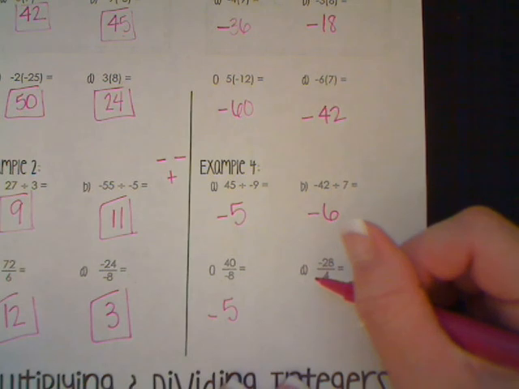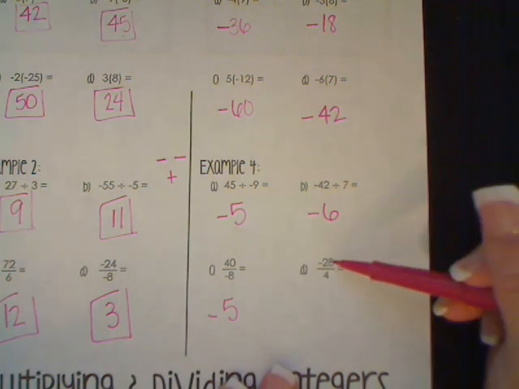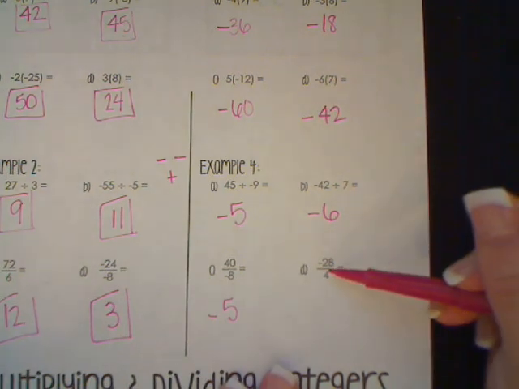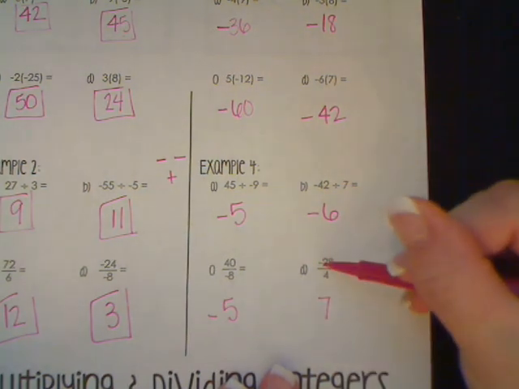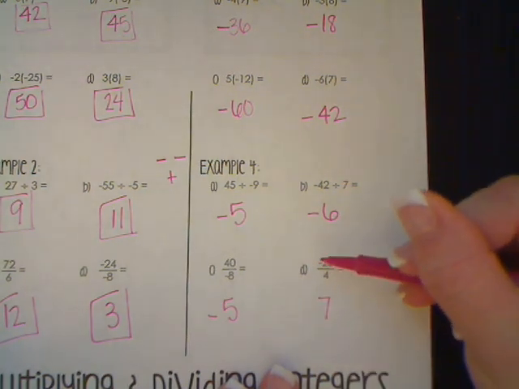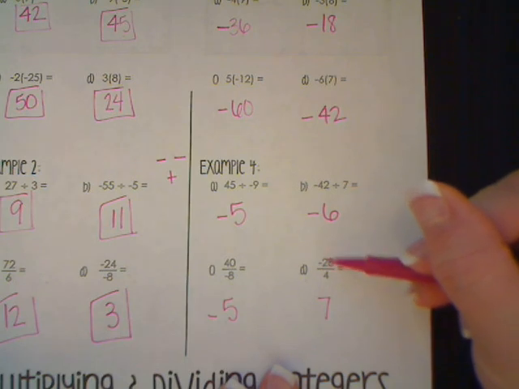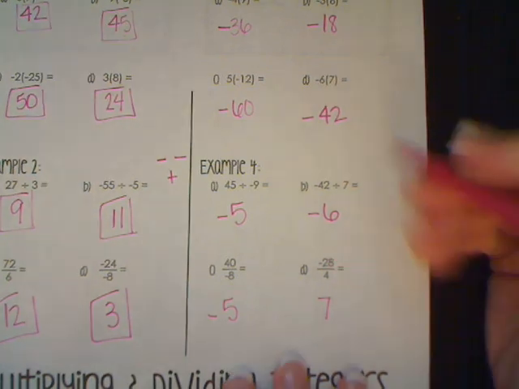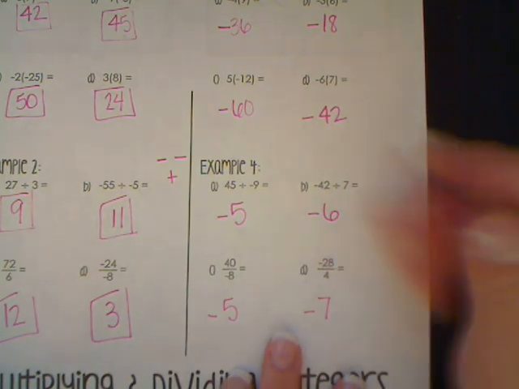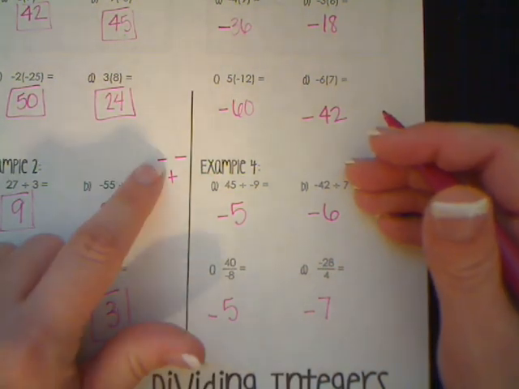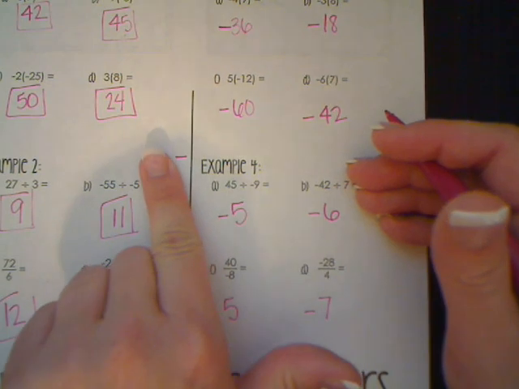And then lastly, letter D, negative 28 divided by positive 4. Well, I know 28 divided by 4 is 7. And a negative divided by a positive, those are different signs. Okay, different signs. So it's going to be a negative. And then we can double check with our sleeping man. A negative divided by a positive, that's a negative.